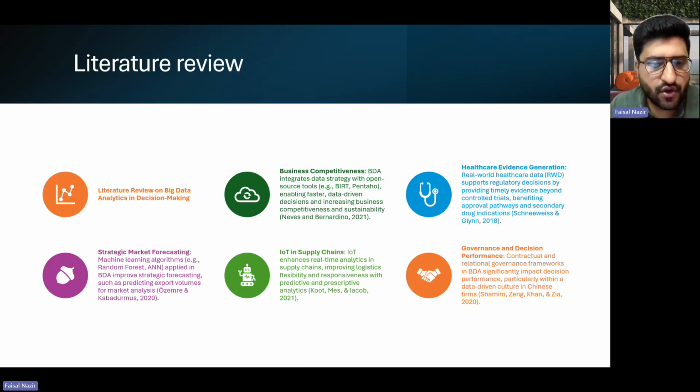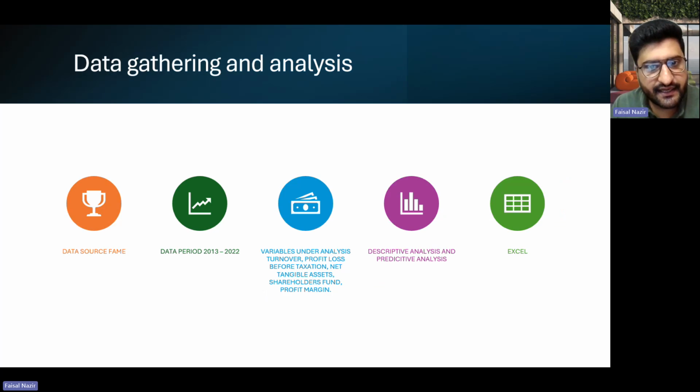So the literature review covers big data analytics in decision making, business competitiveness, healthcare evidence generation, and strategic market forecasting. The second last point is IoT in the supply chain, and the last one is governance and decision performance. Then data gathering and analysis, there are 5 points: the data source, FAME data, period 2013 to 2022.